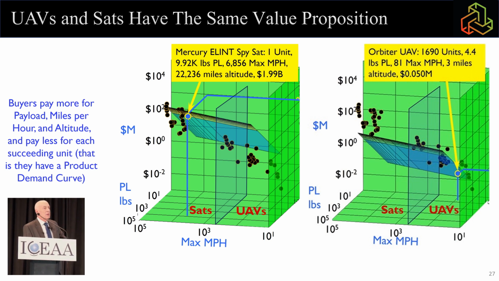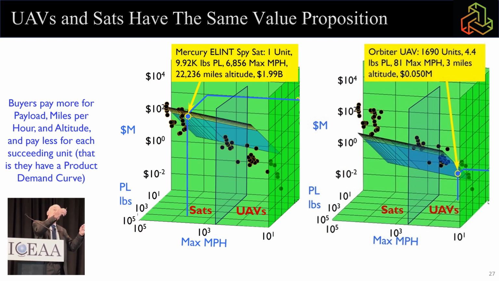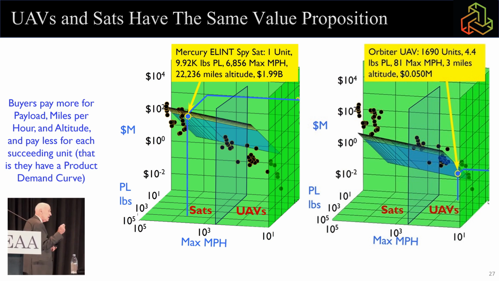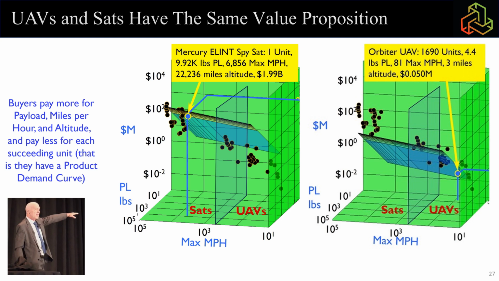But buyers willingly pay more for payload, speed, altitude, and they pay less. This is getting back to where I said quantity is a feature. They pay less for each succeeding unit. So on the left, the black dots in each data set are the same. All those dots are the same.